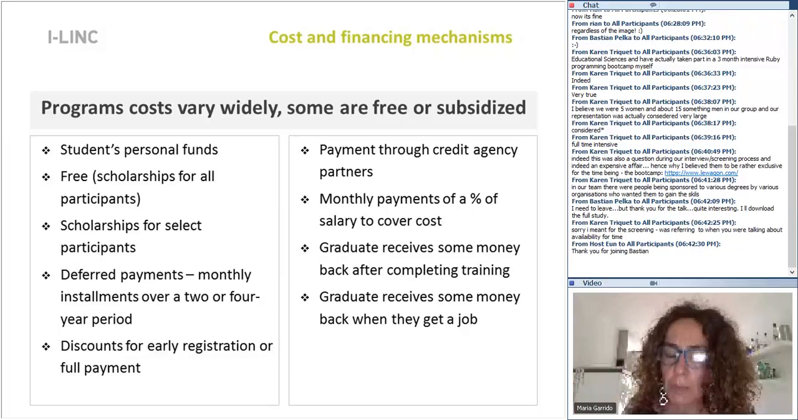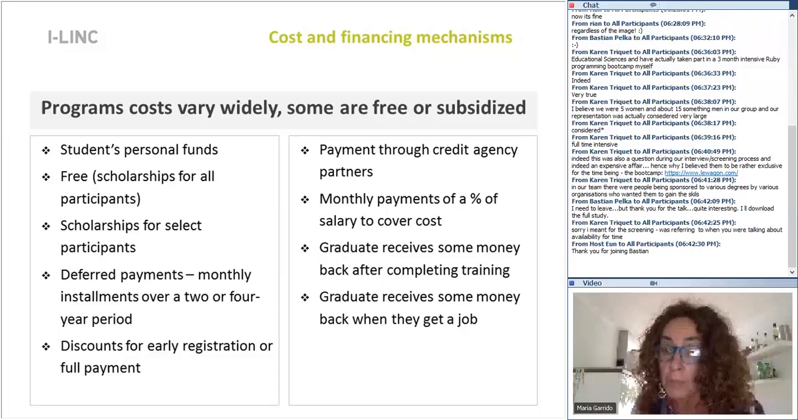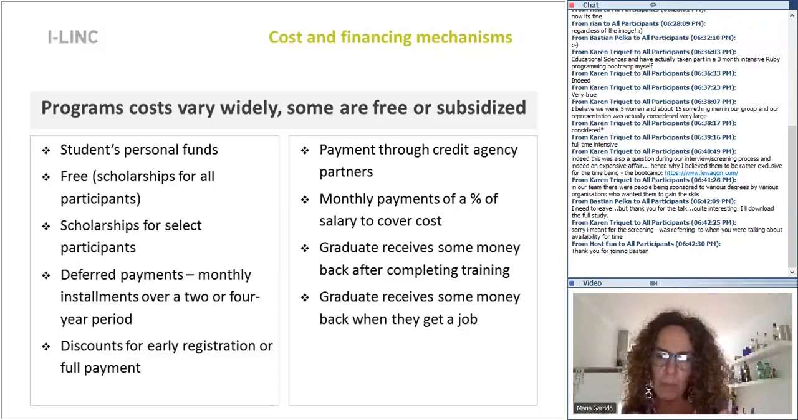Karen also shared that in her team, there were people being sponsored to various degrees by various organizations. Exactly. And I think that's one of the main models that we saw: the companies or organizations that needed people with certain types of skills actually paying for the training for them to come back and work in the organization. So that was one of the models that we saw that perhaps can make this type of model a little bit less exclusive, although still exclusive, but a little bit more open.